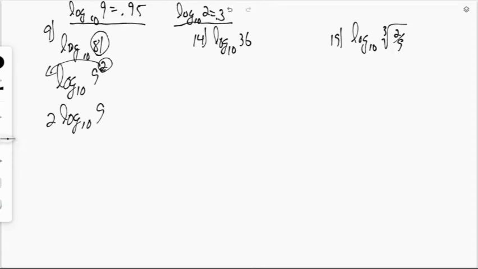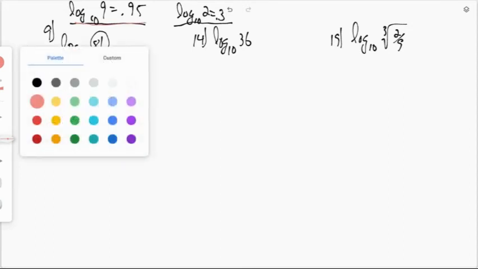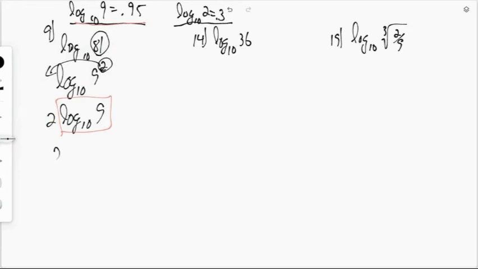Now, this is the fact that they gave us. They told us that log base 10 of 9 is 0.95. So that means we know this guy is 0.95. It's going to be 2 times 0.95. Which is what? 1.9.